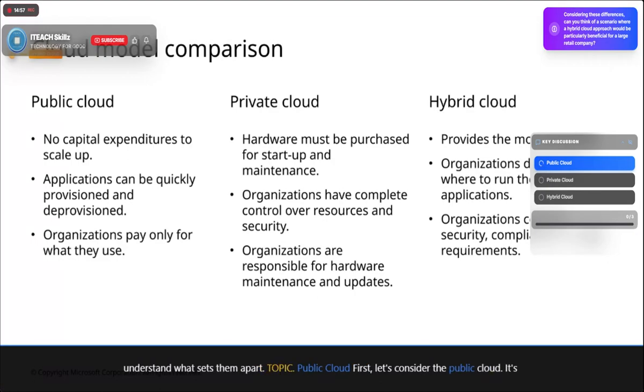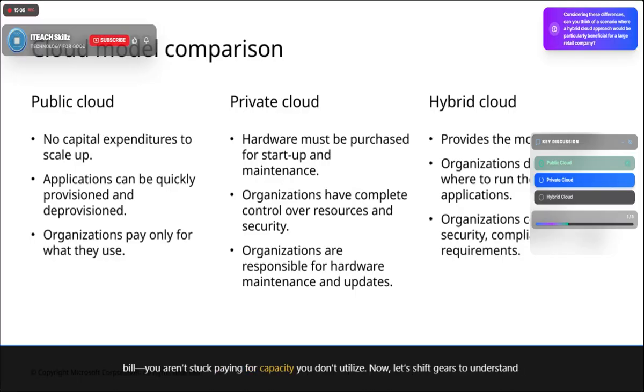First, let's consider the public cloud. It's characterized by having no capital expenditures required for scaling up. Essentially, you don't need to invest heavily in servers and infrastructure upfront. It's similar to renting an apartment versus buying a house. You pay for what you use as you go. This also means applications can be quickly provisioned and deprovisioned because the resources are readily available on demand, making it very agile. Because of this model, organizations only pay for what they consume, like your monthly utilities bill. You aren't stuck paying for capacity you don't utilize.